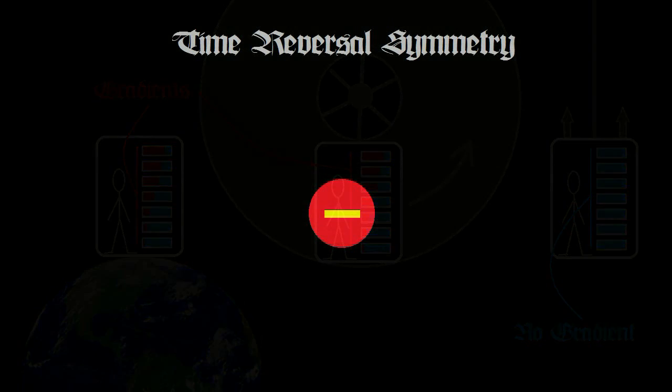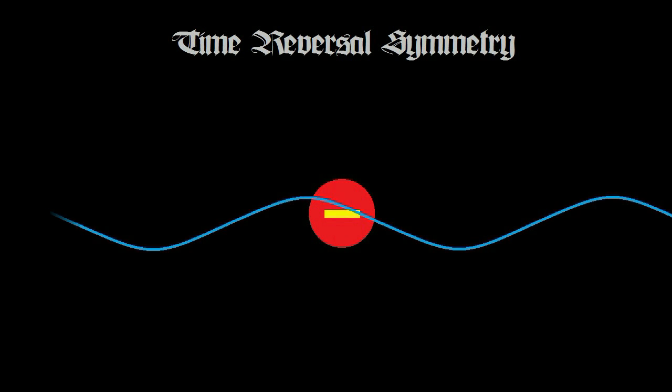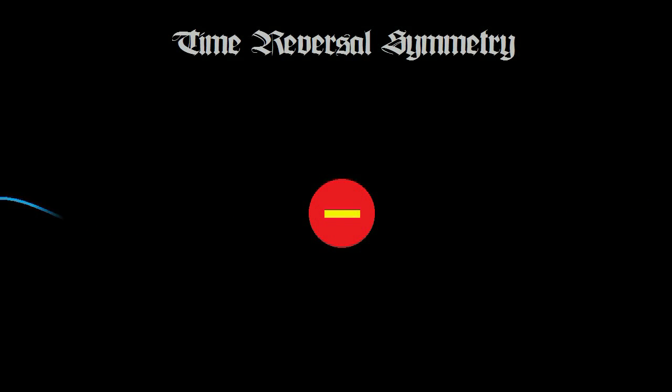By time reversal symmetry, an electron that emits a photon by this mechanism must also absorb a photon by a reverse mechanism, and if an electron cannot emit a given photon, it also cannot absorb a photon of that energy. If emission is discontinuous, absorption must also be discontinuous.